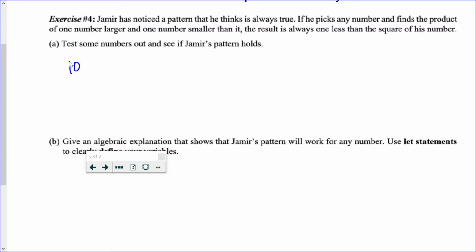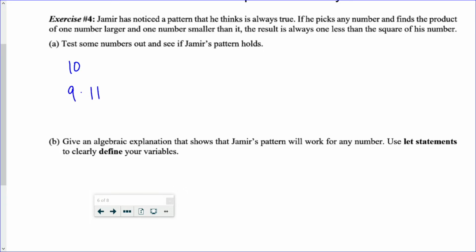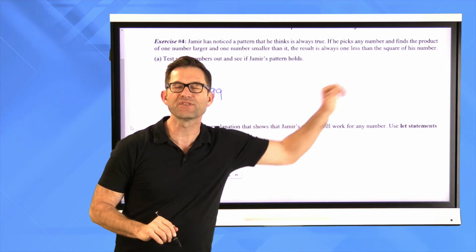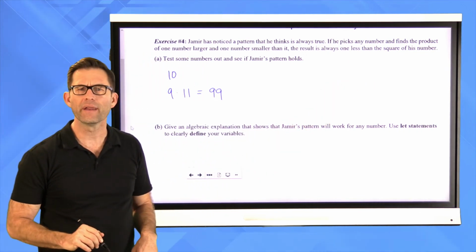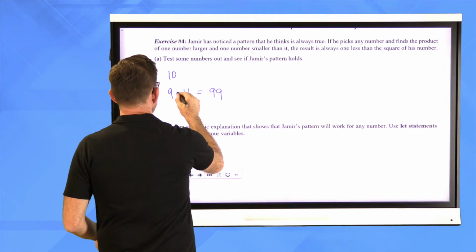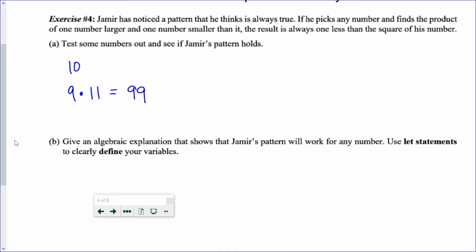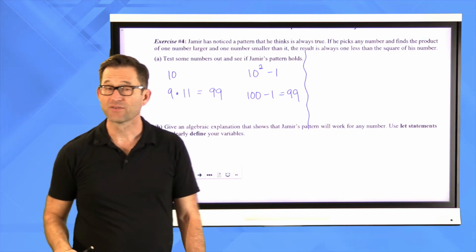And he picks one number smaller than it, which is 9, and one number larger than it, which is 11, and he finds their product, which is 99. That's going to be one less than the square of the number. So this product will always be one less than the square of the number. Well, let's see, 10 squared minus 1. 10 squared is 100, minus 1 is 99. Ooh, yeah, so it worked there.